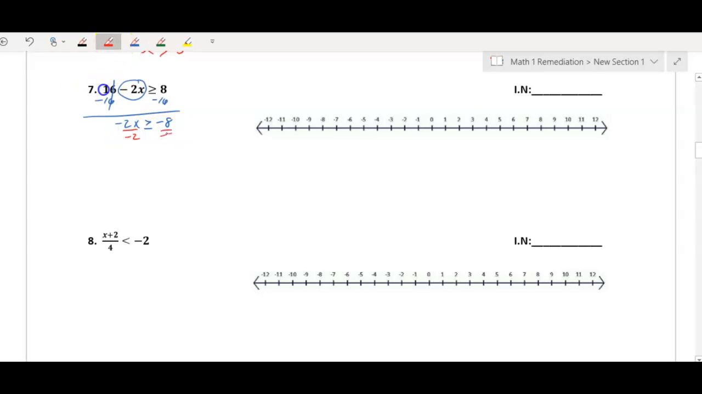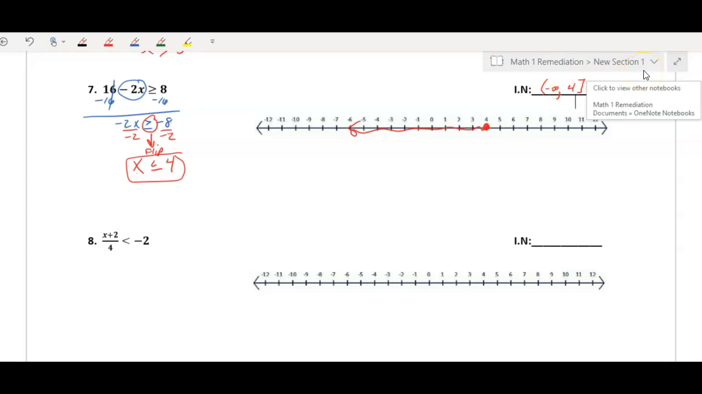Now I can divide both sides by negative 2. Because I'm dividing by a negative, I must flip that inequality sign. So x is less than or equal to negative 8 divided by negative 2, which is positive 4. Since I'm equal to, I'm going to put a closed dot on positive 4. And if I'm less than or equal to, I'm going to shade to the left. Lower bound in this case would be negative infinity. Upper bound is 4 with a square bracket because I'm equal to.